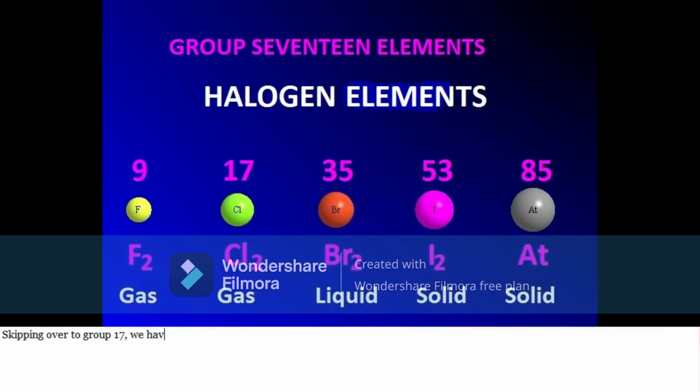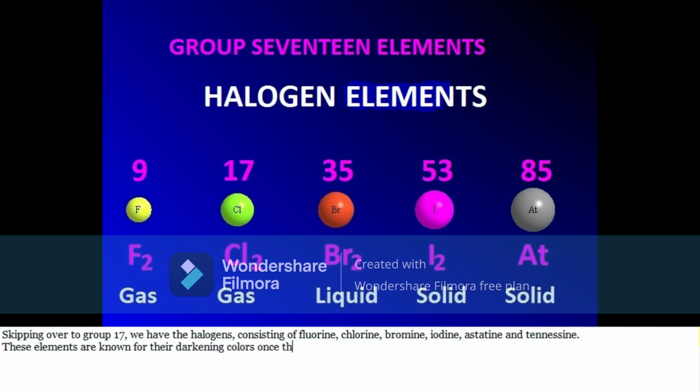Skipping over to group 17, we have the halogens, consisting of fluorine, chlorine, bromine, iodine, astatine, and tennessine. These elements are known for their darkening colors once we go down from fluorine to tennessine. Their melting points rise and their volatility decreases as we go down. The word halogen means salt former or salt maker, which makes perfect sense considering that halogens tend to react with a wide variety of metals to form salts.